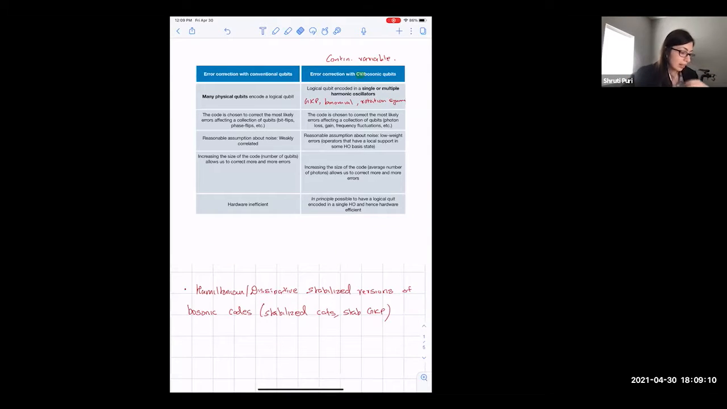Now, in error correction with conventional qubits, the idea is that you can simply increase the size of your code, and then you can correct for more and more errors. So you looked at, for example, the surface code. If you have a d by d patch of surface code, then you can correct for (d+1)/2 errors in this. So basically, the bigger this lattice you make, the more errors you'll be able to correct.